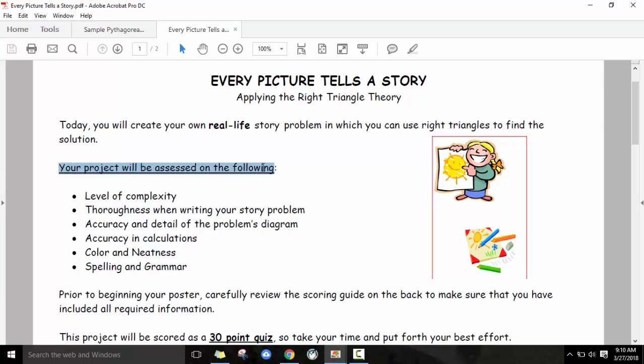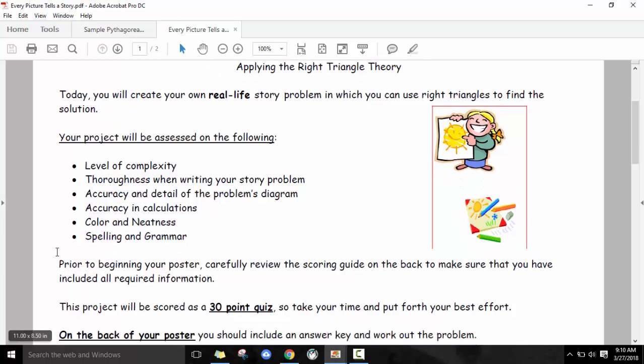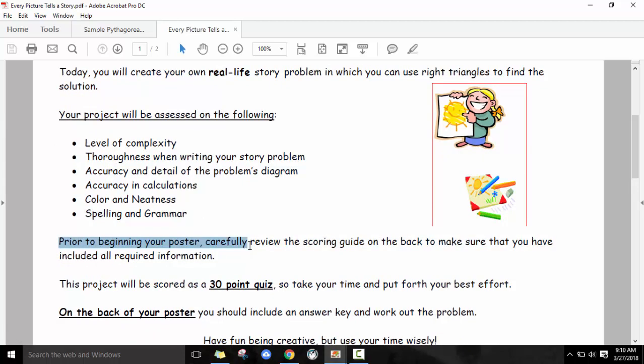So your project will be assessed on the following, meaning this is what you're graded on: the level of complexity, how challenging it is; your thoroughness when writing your story problem; how accurate and detailed your problem's diagram is; how accurate your calculations are; color and neatness, so your poster must be colored and it must be neat; and spelling and grammar. Before beginning your poster, you're going to want to review the scoring guide on the back of this page to make sure you've included all the information.